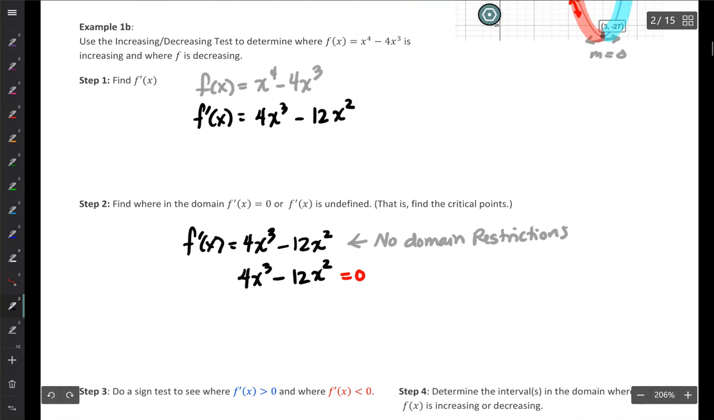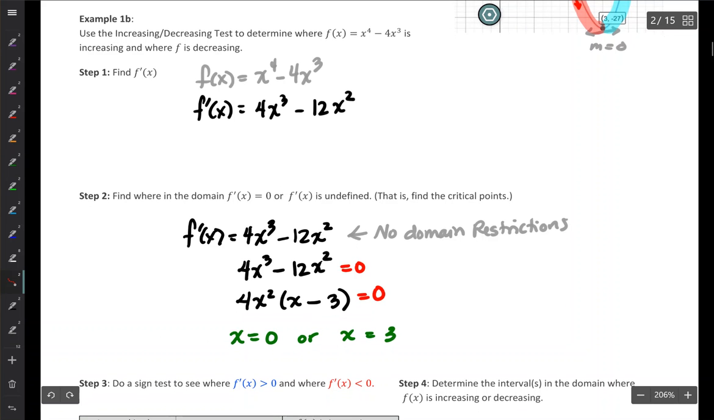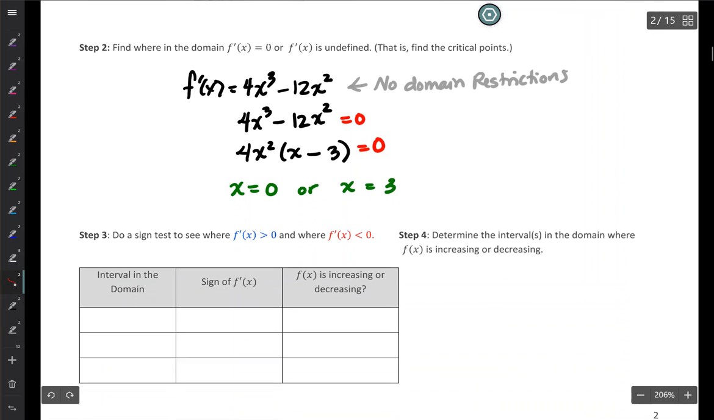Taking out that GCF of 4x squared times x minus 3, we get that x could be 0. We need a new color. How about green? X could be 0 or x could be 3, right? And now we're ready to do a sign test on the derivative to see where it's positive or negative.